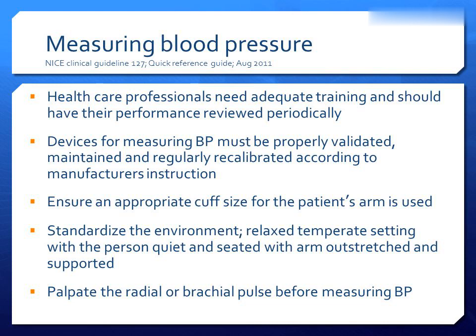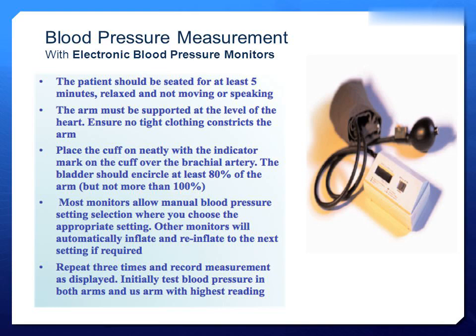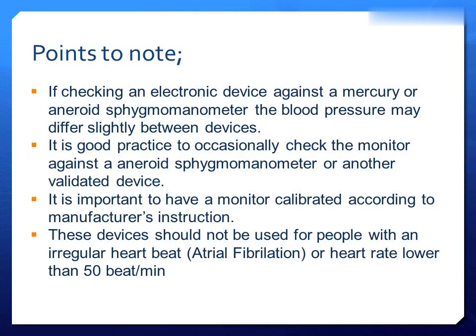Palpate the radial or brachial pulse before measuring BP. Blood pressure measurement with electronic blood pressure monitors. Points to note. If checking an electronic device against a mercury or aneroid sphygmomanometer, the blood pressure may differ slightly between devices. It is good practice to occasionally check the monitor against an aneroid sphygmomanometer or another validated device. It is important to have a monitor calibrated according to manufacturer's instruction.